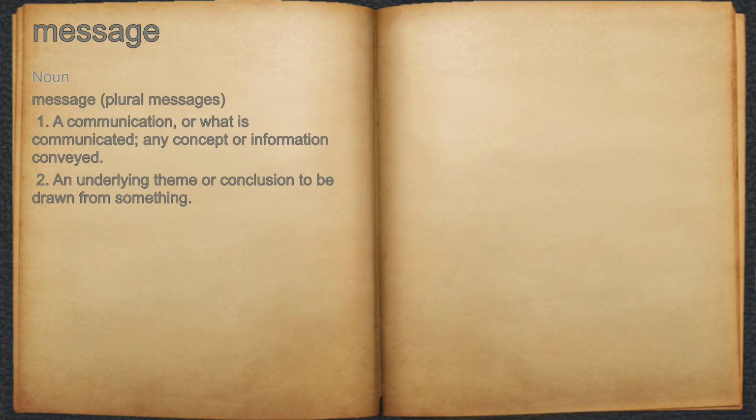Message. Noun. 1. Of communication, or what is communicated, any concept or information conveyed. 2. An underlying theme or conclusion to be drawn from something.